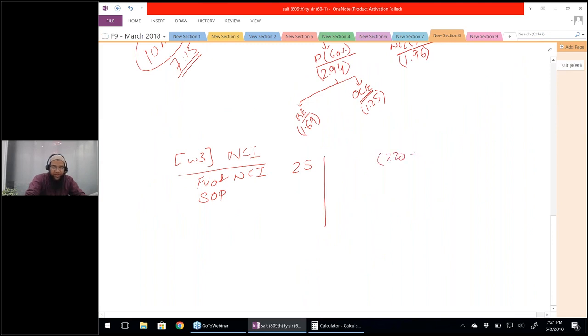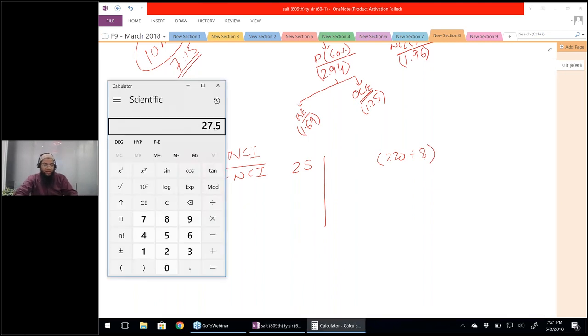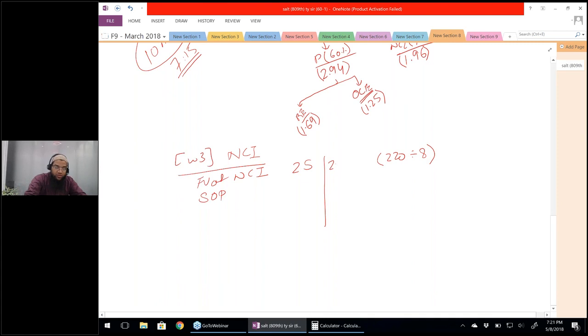So 220 is actually 220 million dinars. We are going to divide this by the opening rate of 8, which will give us 220 divided by 8, being 27.5 million dollars.